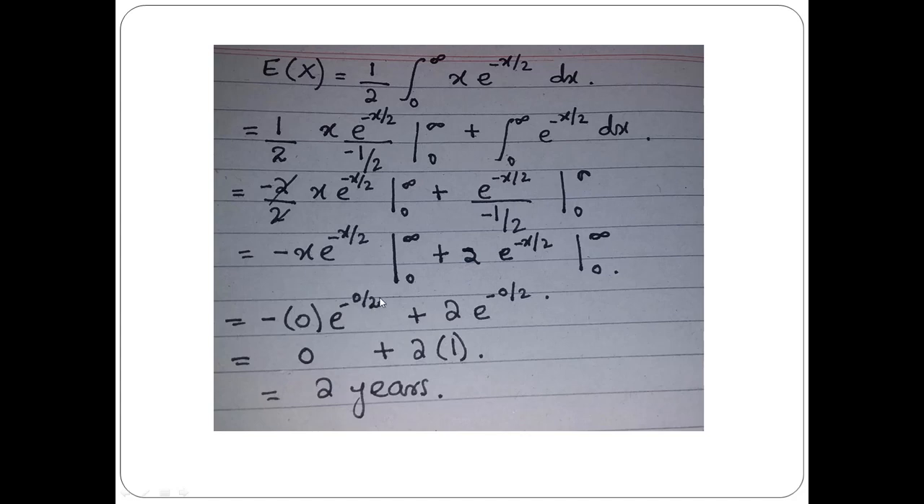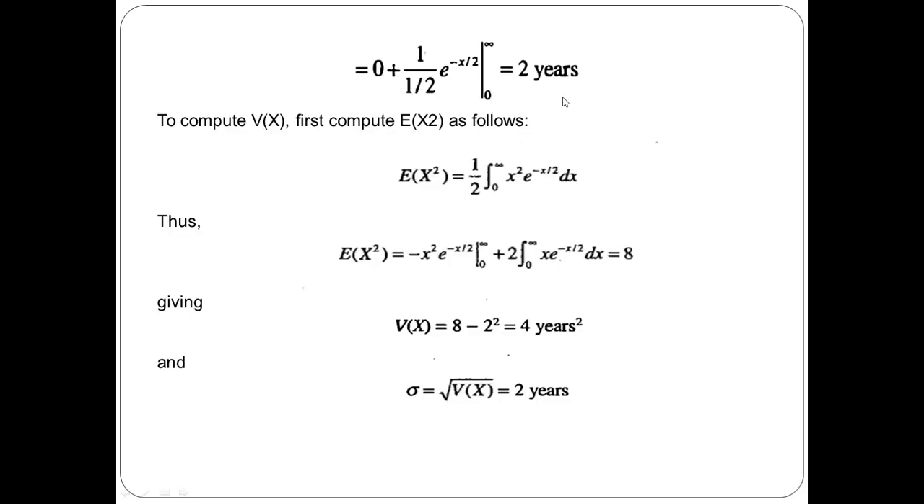तो यहाँ पर जब 0 मैंने पुट किया तो 0 और e to the power minus 0/2, तो 0 से जो भी चीज़ मल्टीप्लाई होती है तो वो 0 ही आ जाती है। और जब यहाँ पर मैंने 0 पुट किया तो e की पावर 0 बराबर होता है 1 के, और 2 ones are 2, तो यहाँ पर we will get e of x value is equals to 2 years.